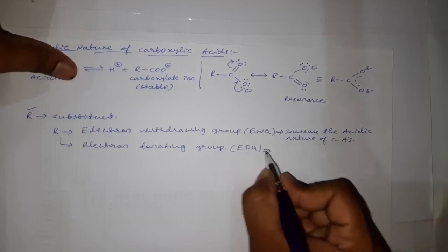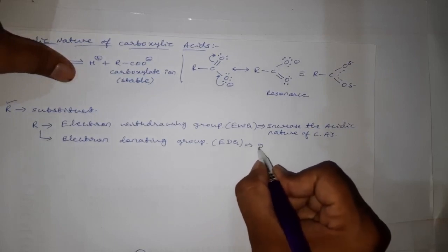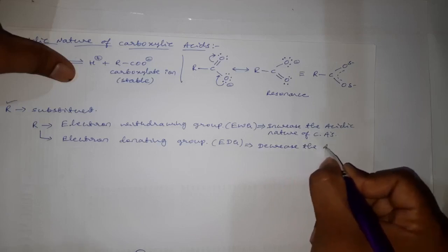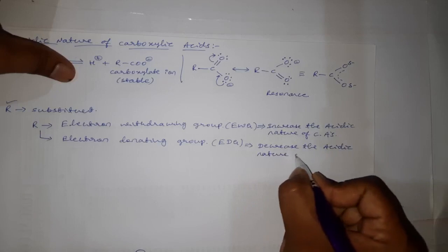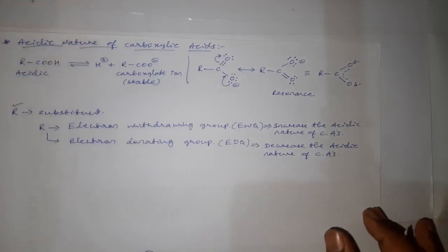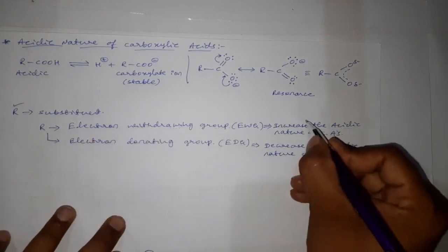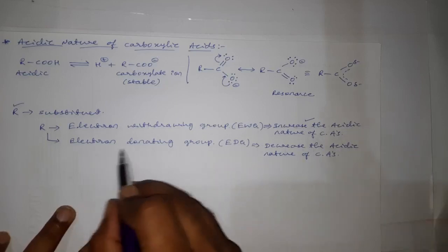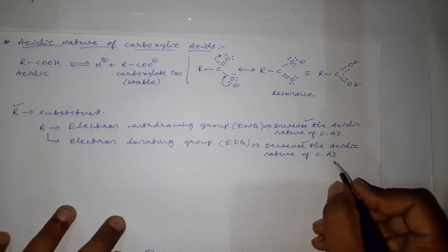And what happens if it is an electron donating group? If it is an electron donating group, then it will decrease the acidic nature of carboxylic acids. Please keep in mind, dear students, if the substituent R is an electron withdrawing group, then it will increase the acidic nature of carboxylic acid. If it is an electron donating group, then it will decrease the acidic nature of carboxylic acids.